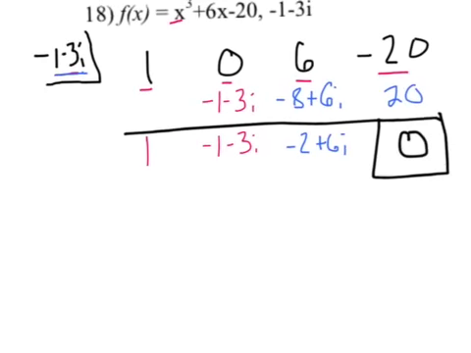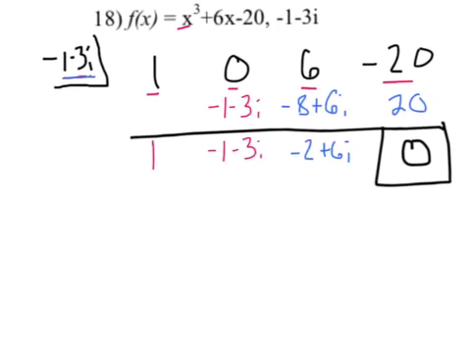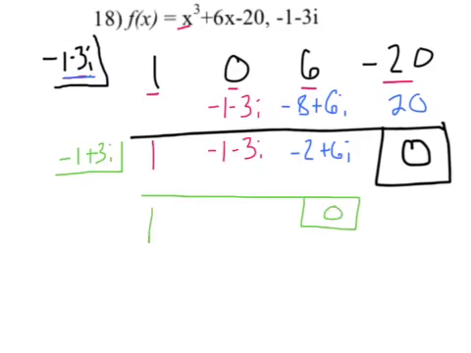Once I've done division with negative 1 minus 3i, I'm going to do it right again. This time I'm going to do it with negative 1 plus 3i. I'm doing synthetic again. I know I should be getting 0. I drop the 1. I multiply. The 3i's cancel, so I get negative 2. I multiply again. Negative 2 times negative 1 would get me positive 2. Negative 2 times 3i gets me negative 6i. That all cancels to get me 0 like I hoped.